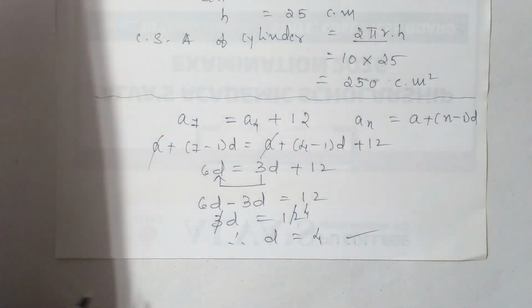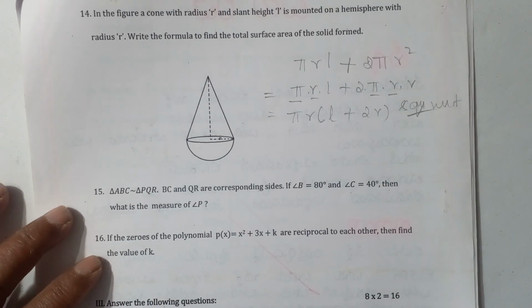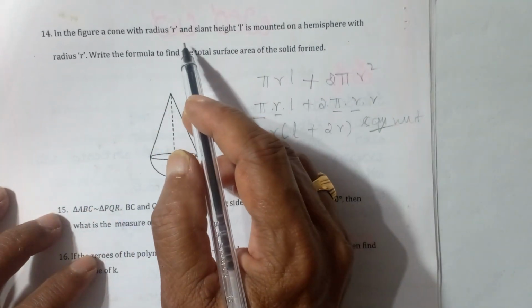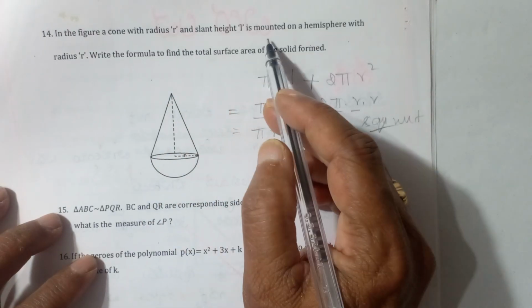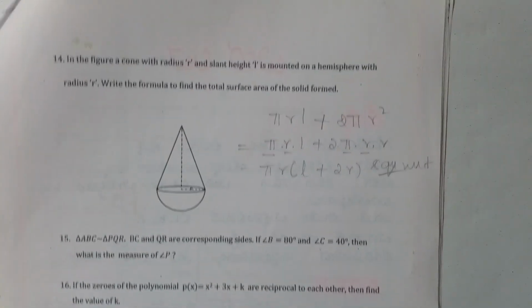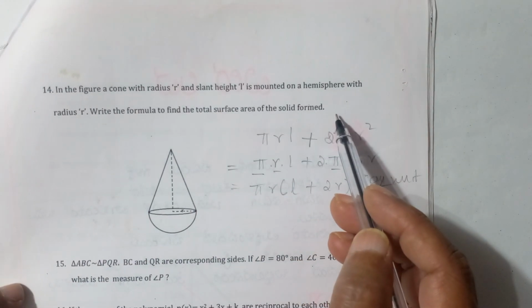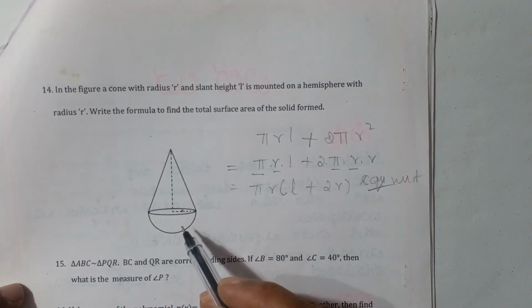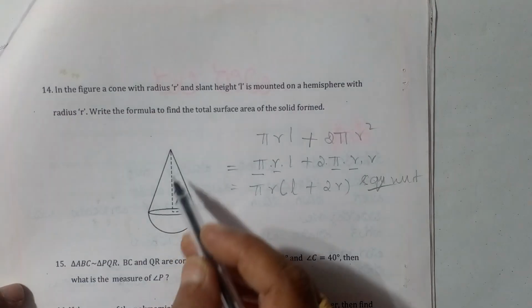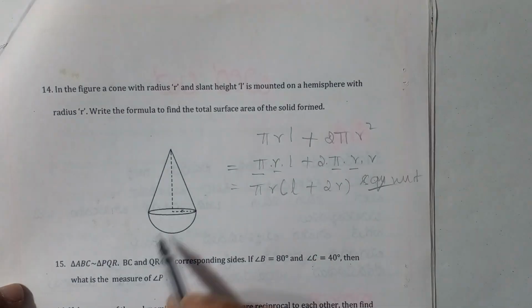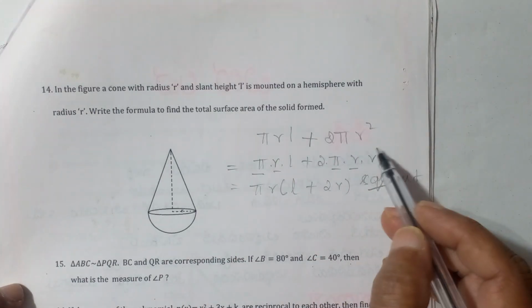That is the 14th question. Observe, the 14th question. The thing is very simple. In the figure, a cone with radius r and slant height l is mounted on a hemisphere with radius r. Write the formula to find the total surface area of the solid formed. Here the cone is kept on the hemisphere. You know the cone's curved surface area is pi r l, plus the surface of the hemisphere, that is 2 pi r square.